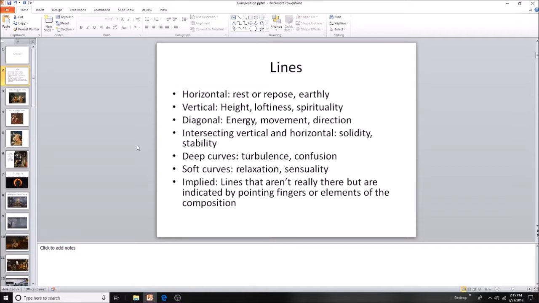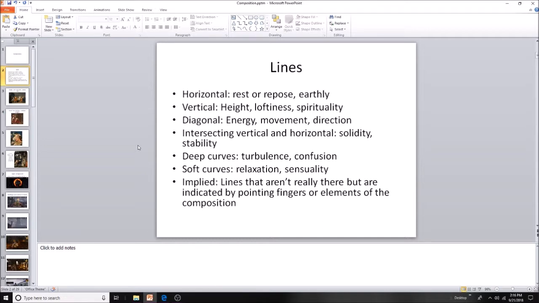So diagonal lines are another example of line, and they are considered more energetic, and really convey movement and this idea of direction and energy. If you have vertical and horizontal lines that intersect, that's a very stable kind of line, like a grid pattern. Curves tend to convey an emotional state. Very deep curves can be very confusing, highly emotional states or turbulence. Softer curves can convey sensuality and a relaxed space. Think of how gardens are designed. If they are geometrically shaped versus if they have soft flowing lines, what kind of feeling does that give you?